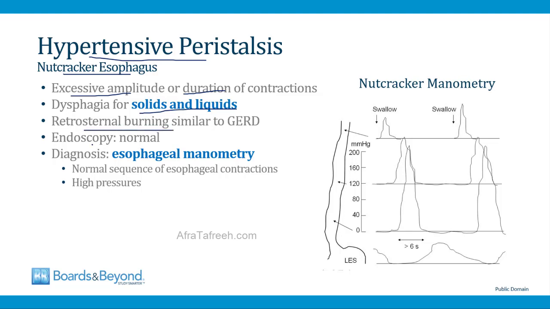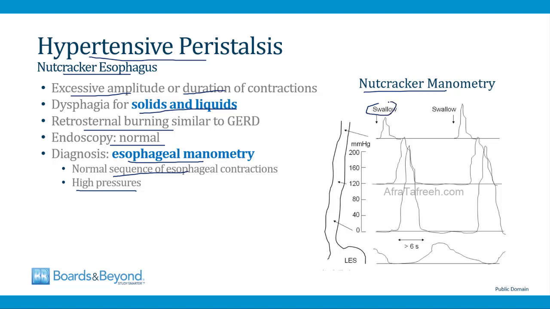The workup begins like a typical dysphagia workup with endoscopy, but that will be normal in nutcracker esophagus. And then the diagnosis is established by esophageal manometry. It will show a normal sequence of esophageal contractions, but high pressures from contractions being too strong. This is a picture of what it looks like on the screen here.